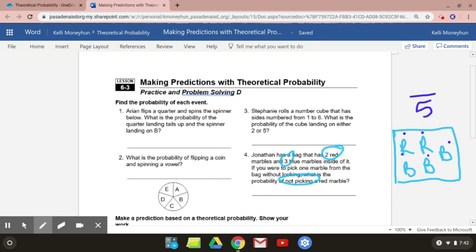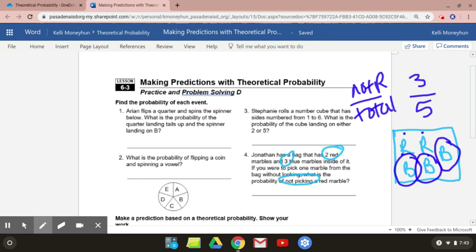Okay, now we're going to circle what we're looking for. So how many are not red? 3. So that means 3 are not red over our total. Okay, word ratios help a lot whenever you need to stay organized.